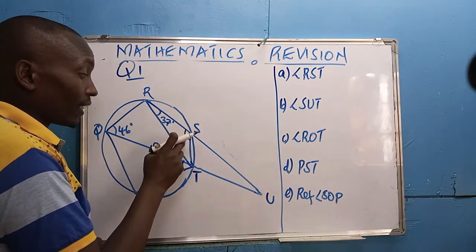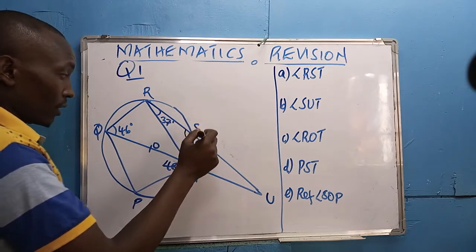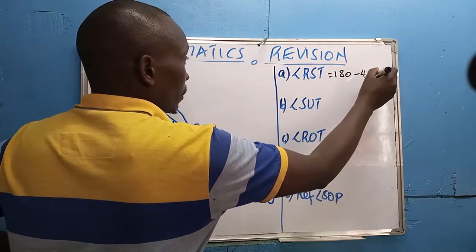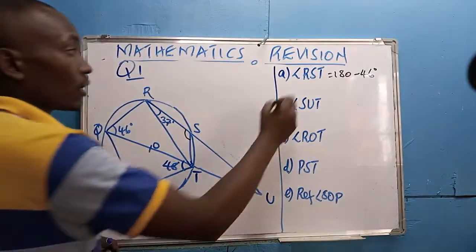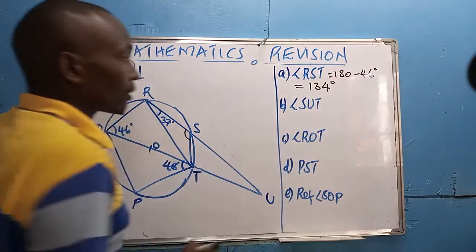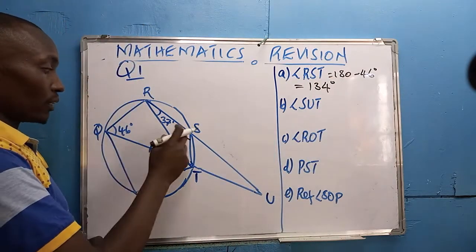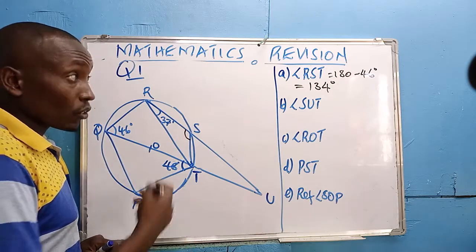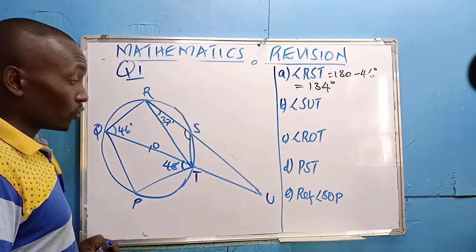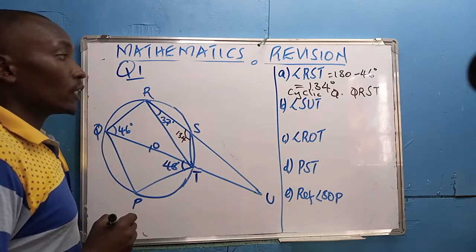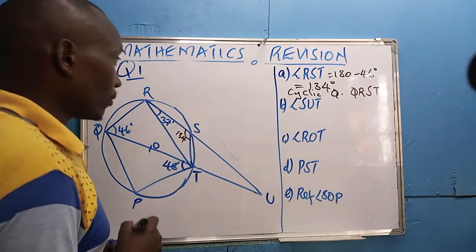So automatically this angle will be 180 subtract 46, and I get 134 degrees. The reason for that: opposite angles of a cyclic quadrilateral add up to 180. So already we have 2 good marks. So we have this 134 degrees there. Then we go to the next.